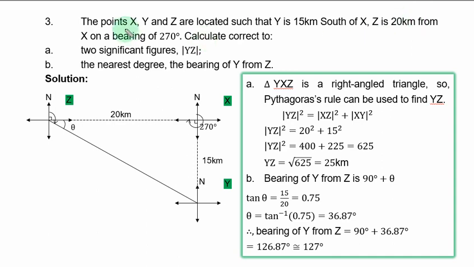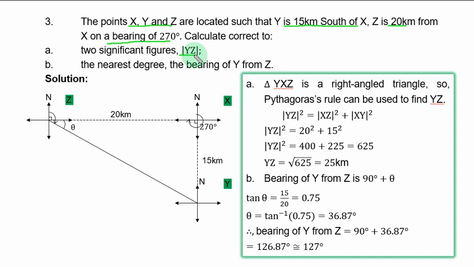Question 3. The points S, Y, and Z are located such that Y is 15 kilometers south of S and Z is 20 kilometers from S on a bearing of 270 degrees. Calculate, correct to 2 significant figures: A. the side YZ. B. To the nearest degree, the bearing of Y from Z.